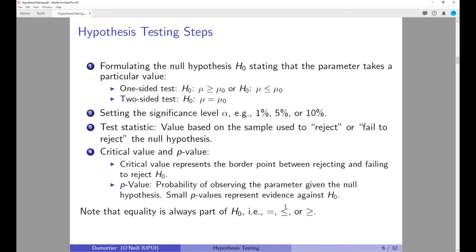In a third step, you calculate the test statistic. This is going to be the core of the hypothesis test. Based on the test statistic, you're going to reject or fail to reject the null hypothesis. In order to do so, you have to know what the critical value is. The critical value represents the point where you either reject or fail to reject H0. The p-value is the probability of observing the parameter given the null hypothesis. Smaller p-values represent evidence against the null hypothesis H0. Note that the equality is always part of the null hypothesis.